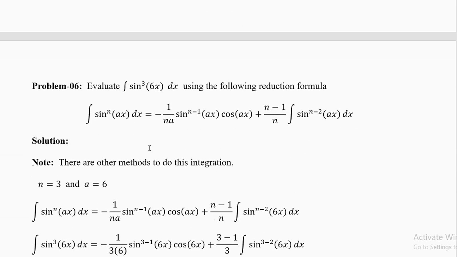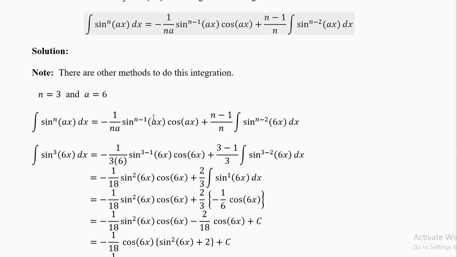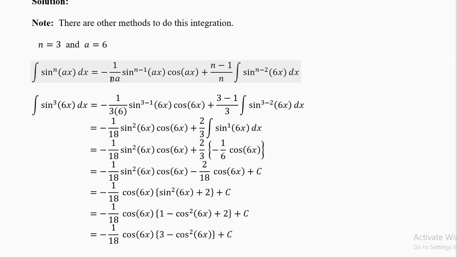Next time we'll take power 3 with the same reduction formula and a equals 6. Now when you put the value, your first term is minus 1 over na, sine power n minus 1. n minus 1 is 3 minus 1, which is 2. So your first term is minus 1 over 18, sine square 6x cos 6x. Write it several times.